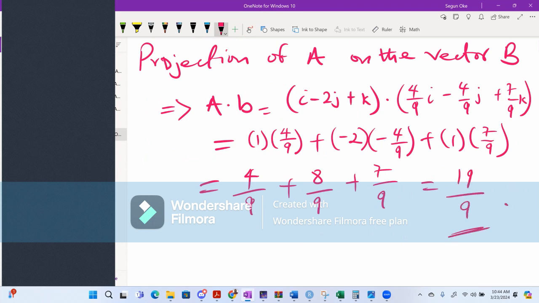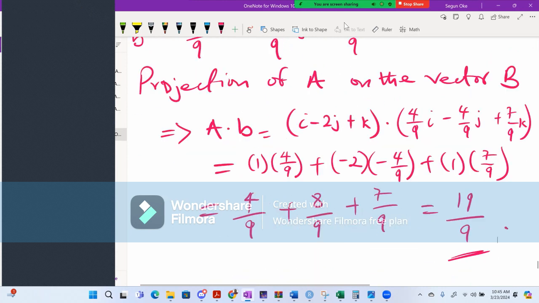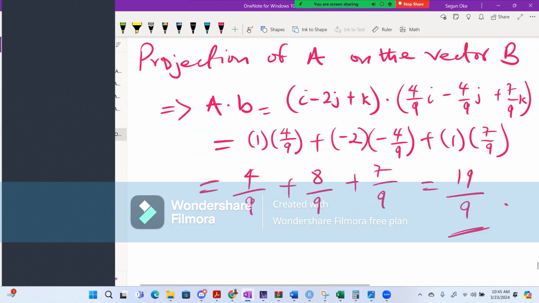So this is the way you calculate the projection of a particular vector. Take note of that. Any question? Are we tired?